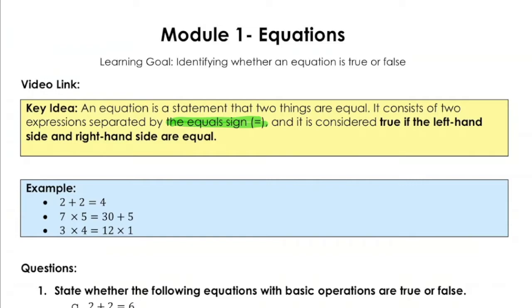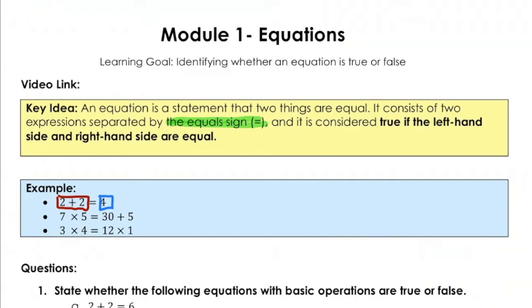Now, if we look at the first set of examples that are at the top of the page here, we can see that a very simple equation could be 2 plus 2 is equal to 4. We see that the left-hand side here is equal to the right-hand side here. Very simple, very straightforward, and you've probably written equations like this many times throughout your learning.